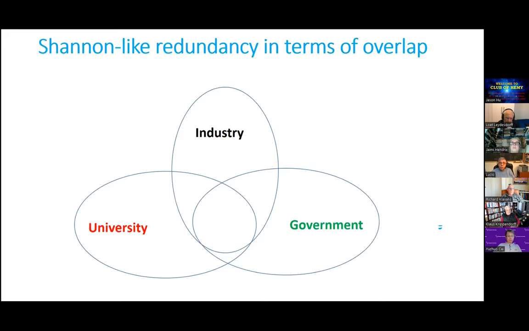So if using this way, which was the way approached by Loet, this is a Shannon-like redundancy. That is marking, labeling each actor in terms of belonging to university, industry, government, or both, or all the three. But these are attributes. These are not relations. Okay, right. So I can stop here and it is enough. Maybe other things later. That would be helpful.